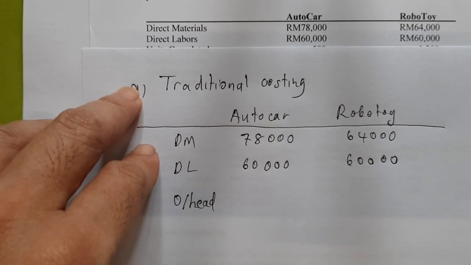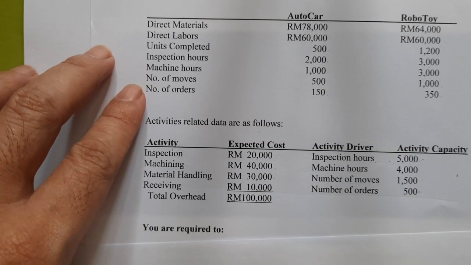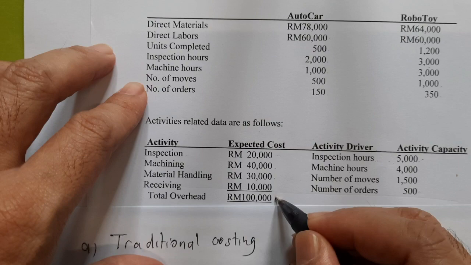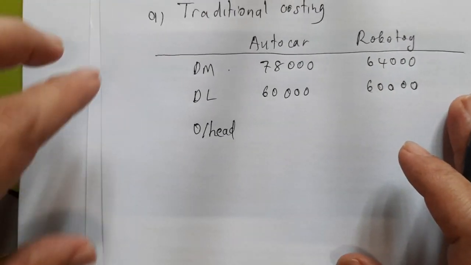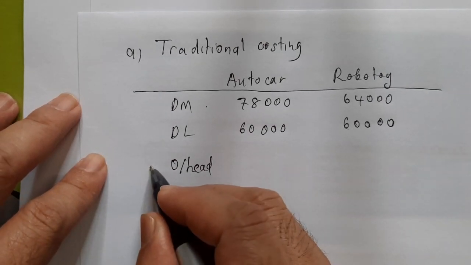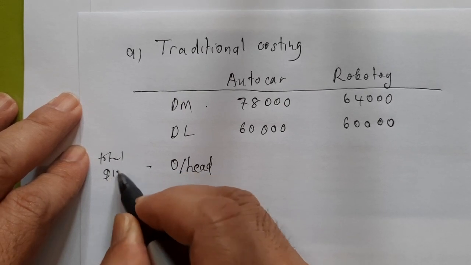First, you have to know that the total overhead cost in this question is equal to 100,000. Okay, total overhead 100,000. So the overhead cost, the total is 100,000.